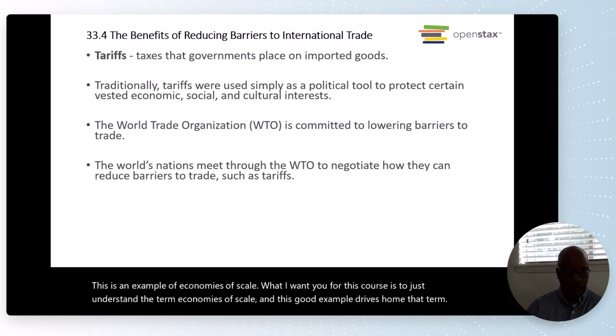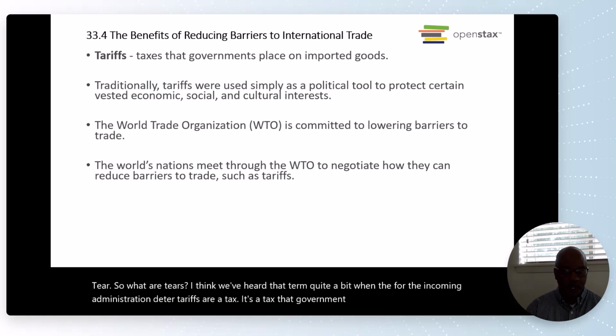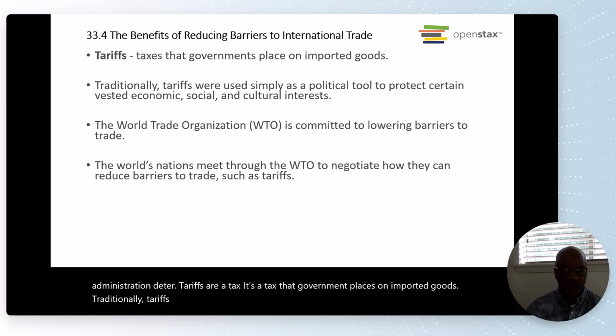Tariffs. So, what are tariffs? I think we've heard that term quite a bit for the incoming administration. The term tariffs are a tax. It's a tax that government places on imported goods. Traditionally, tariffs were used simply as a political tool to protect certain vested economic, social, and cultural interests.